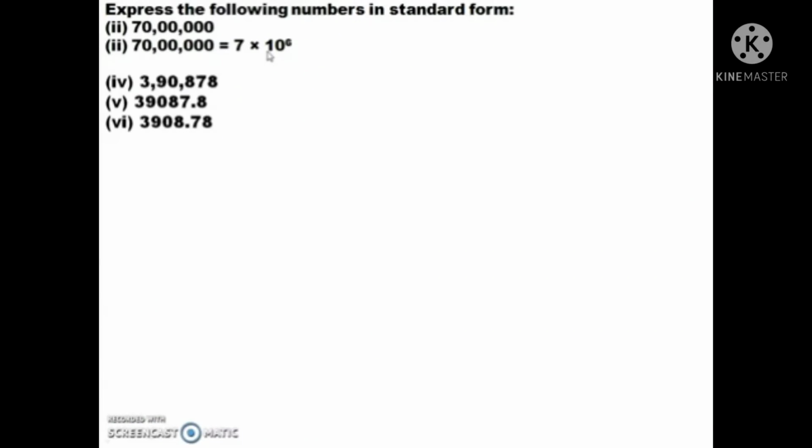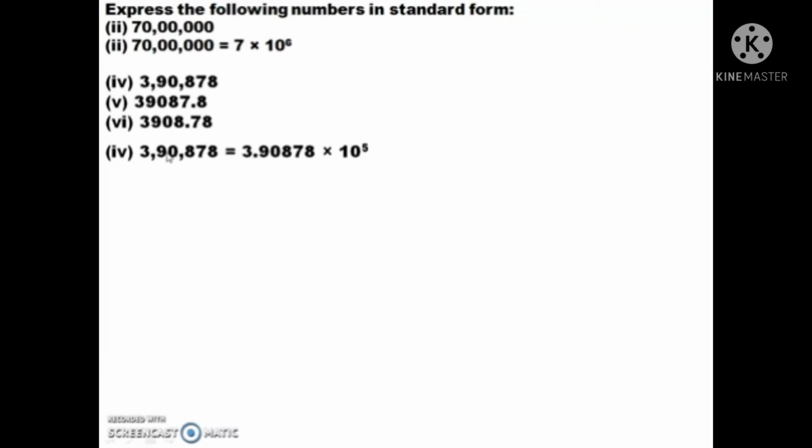I'll show you another example. Here you have 3,90,878. The rule is the same. Count from the right till you reach the second number: 1, 2, 3, 4, 5. How many numbers are there? 5 numbers are there. So, how will you write the answer? 3.90878 into 10 raised to 5. Here you need to put the decimal point. In the previous example you didn't put it because all the digits were 0.